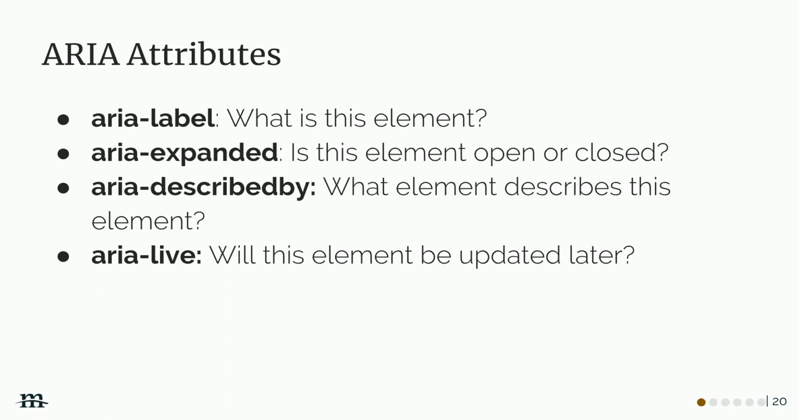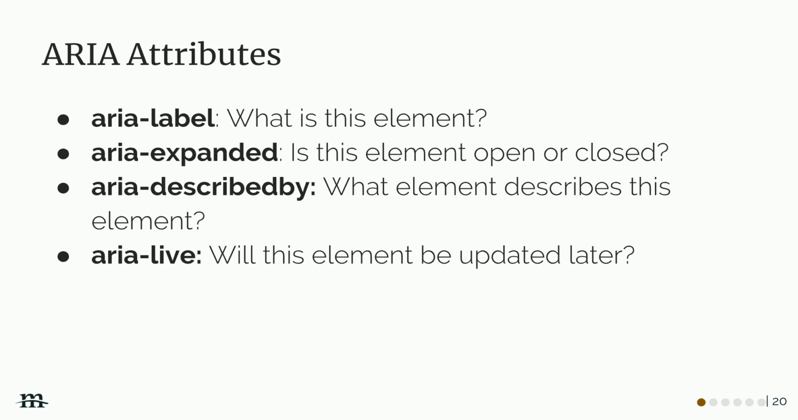So the aria-expanded, it's whether something's open or closed. If you have a button that opens something else, you can add the aria-expanded value, and it'll tell the screen reader whether that button has opened something else or not. It makes it really easy for people to know that button is going to do something.